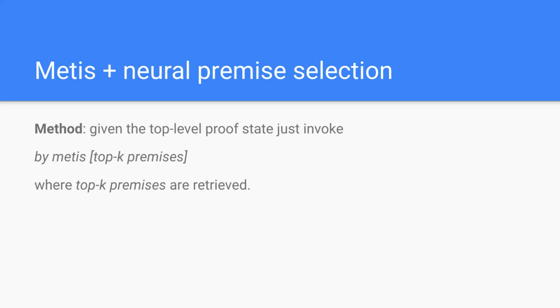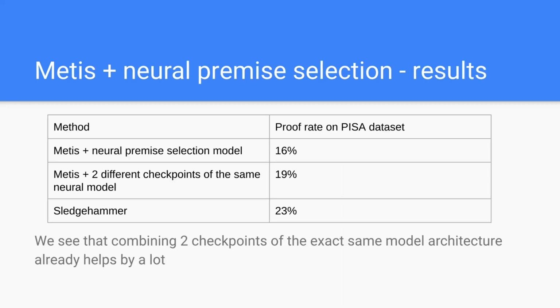So the first thing we test is very simple. We take this embedding-based premise selection model and retrieve the top K premises for some top-level proof state. Then we run Metis, and that's it. So the question is, how good is this? It works surprisingly well. Even using a single model, you get proof rates that are significantly less than Sledgehammer, but they're getting pretty close, which is surprising. And even if we combine two different checkpoints of the same model, you already get improvement, which shows that maybe we can take a couple of checkpoints and be equal to Sledgehammer.